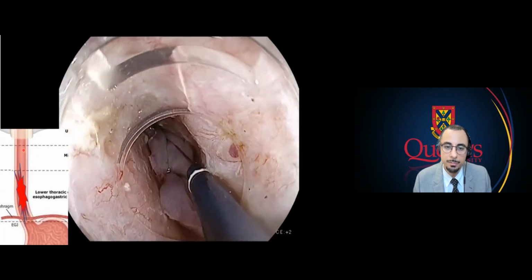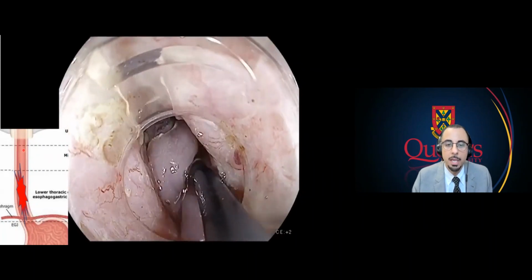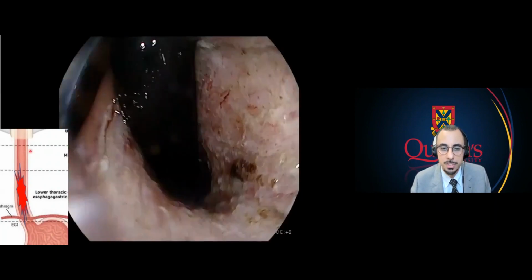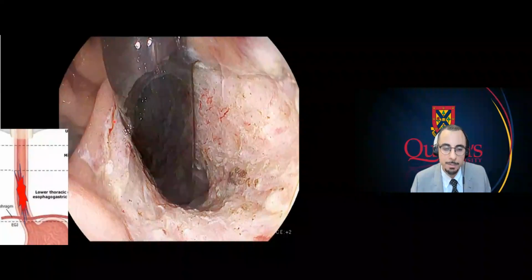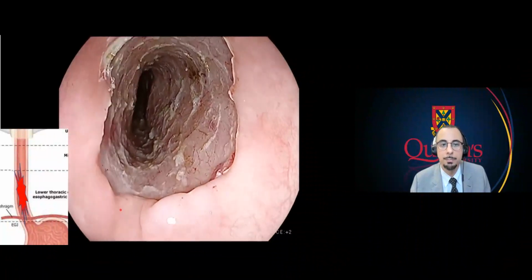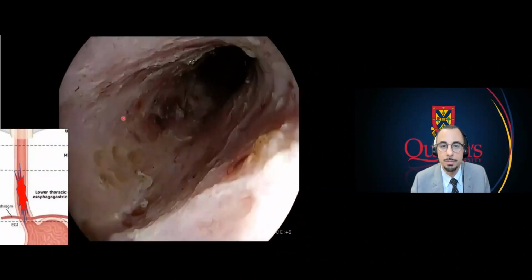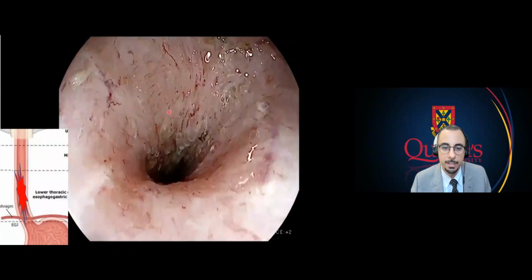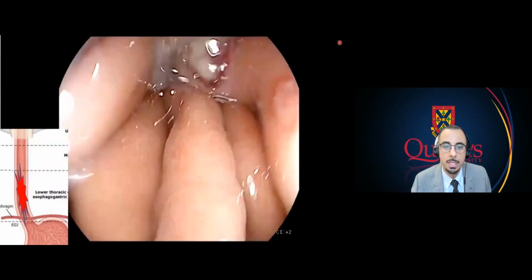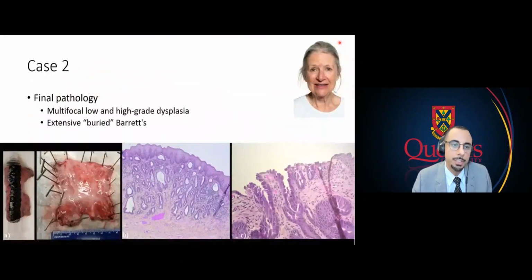So you can see we're removing it with a grasper, and there's the defect at the end. The bottom end is on the gastric side. The proximal end is up here on the normal squamous mucosa, and this is the defect that we're left with. And her final pathology showed multifocal, low-grade, and high-grade dysplasia and extensive buried Barrett's.